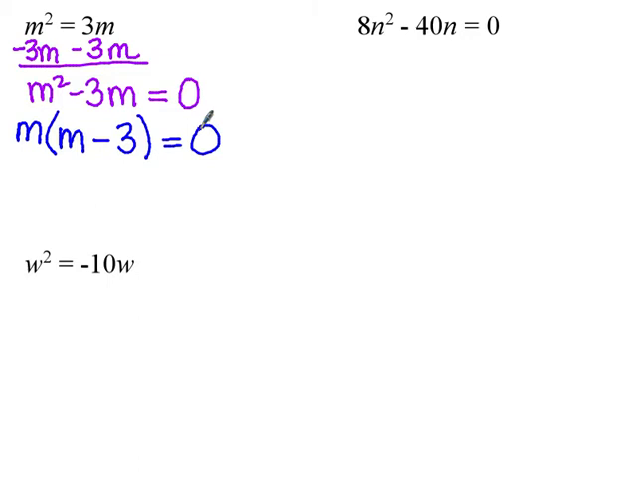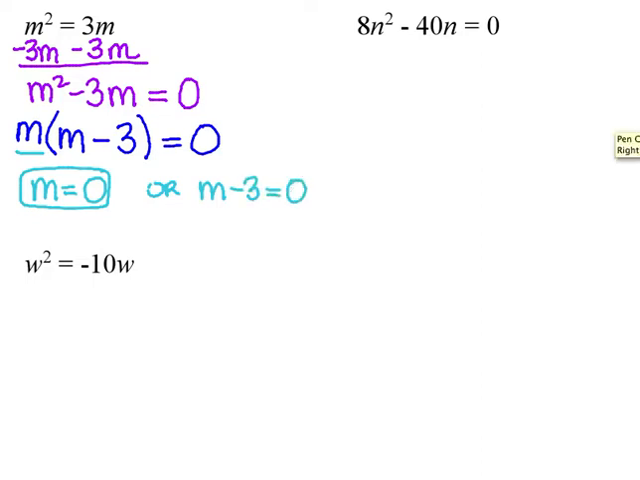So what's one solution? 0, right? Because this equals 0. So m equals 0, that's one solution. You can't do anything more than that. Or I have m minus 3 equals 0. But if I solve m minus 3 equals 0, what do I get m to equal? 3. Okay?